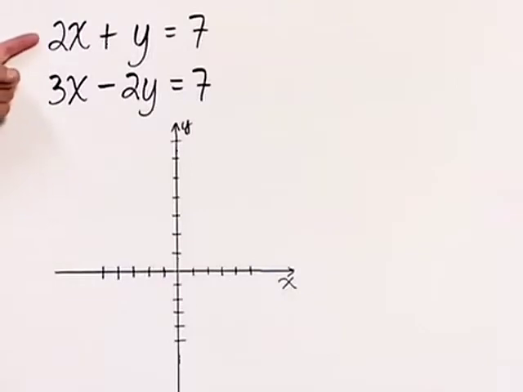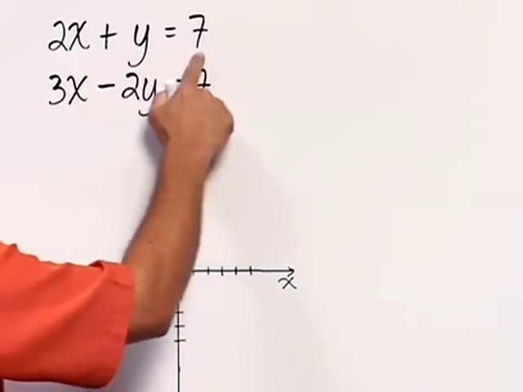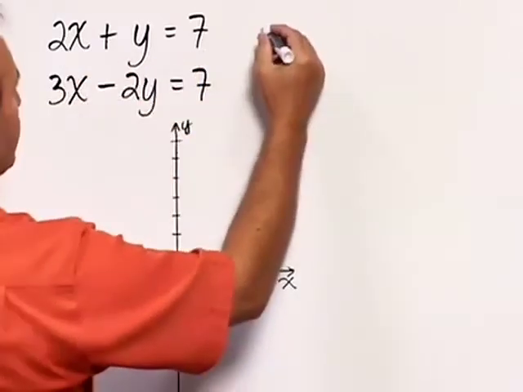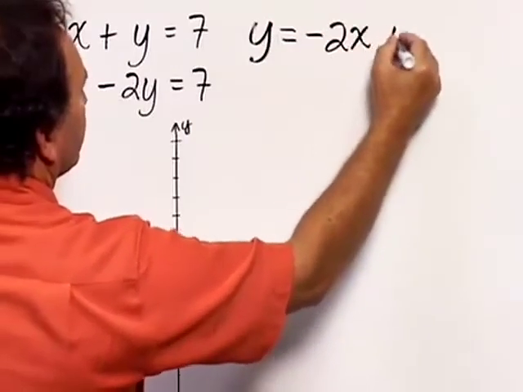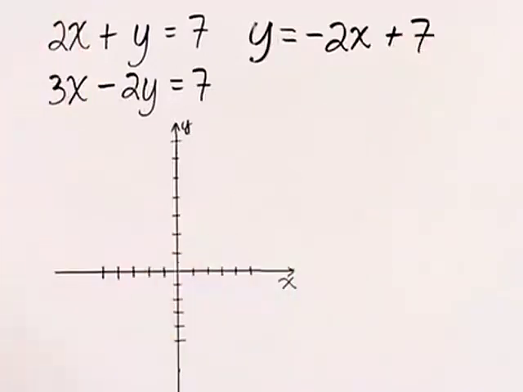We have the system 2x plus y equals 7 and 3x minus 2y equals 7. To graph these, let's put them in slope-intercept form. So for the first equation, we just need to subtract 2x from both sides, and we have the equation y equals negative 2x plus 7.